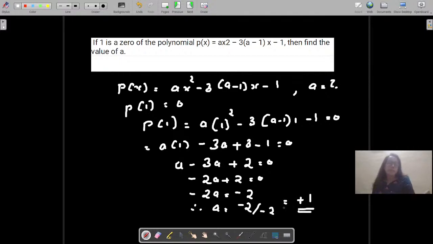Very important question, that is the 10 marks will be given. You have to find out the value of any unknown alphabet. Sometimes k will be there instead, sometimes a will be there. So here we are given a, so we have to find out the value of a in this question. Now, shall we go to the next question? Next question, children.